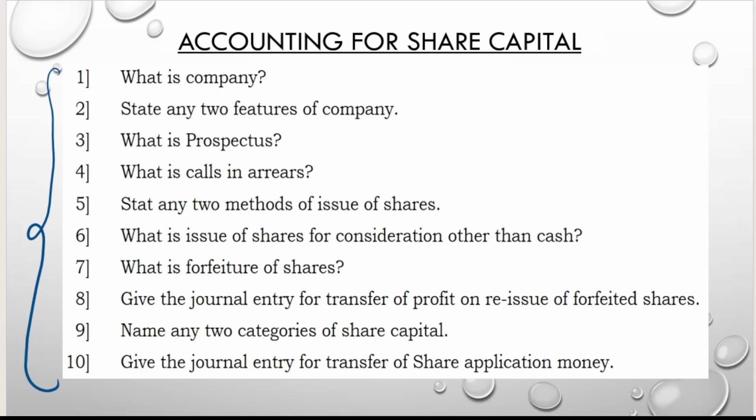What is company? Yes, you can write it. State any 2 features of a company. Company is an artificial person created by law, having a separate legal entity with a perpetual succession and a common seal. For meaning also you can write features, you can write it as artificial person created by law, perpetual succession, common seal, all these features.